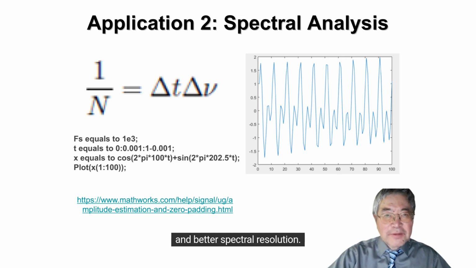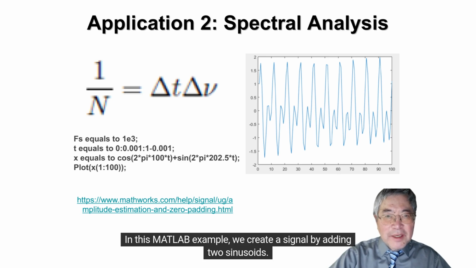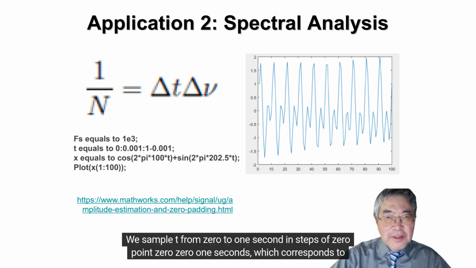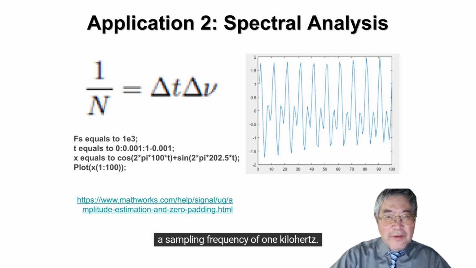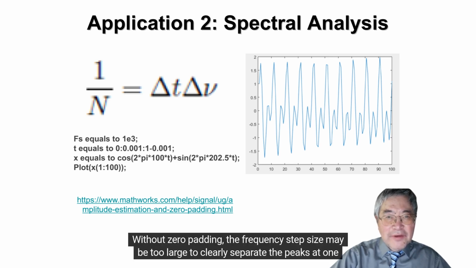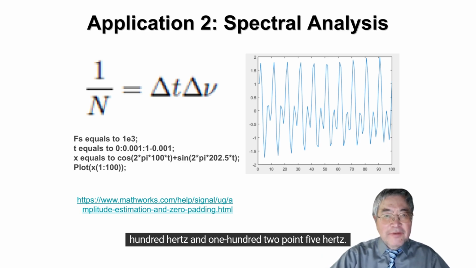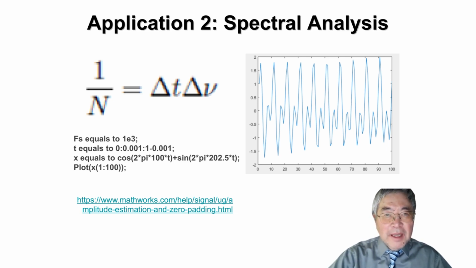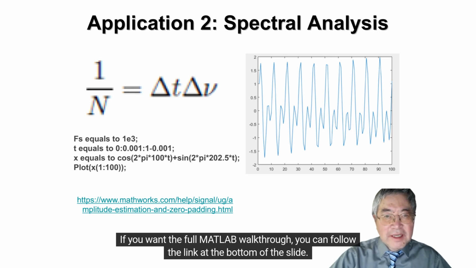In this MATLAB example, we create a signal by adding two sinusoids. The first term is the cosine of 2 times pi times 100 times t. The second term is the sine of 2 times pi times 202.5 times t. We sample t from 0 to 1 second in steps of 0.001 seconds, which corresponds to a sampling frequency of 1 kHz. Without zero padding, the frequency step size may be too large to clearly separate the peaks at 100 Hz and 102.5 Hz. With zero padding, the peaks become distinct. If you want the full MATLAB walkthrough, you can follow the link at the bottom of the slide.